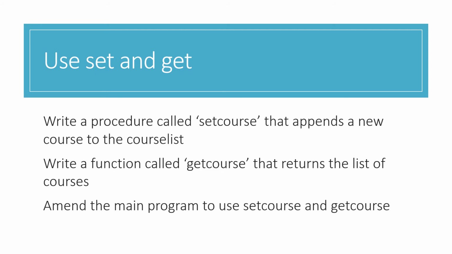So we've got to write get and set procedures. Write a procedure called set course that appends a new course to the course list, and write a function called get course that returns the list of courses, and then change that main program to use the set course and get course procedure instead of accessing the list of courses directly as an attribute. So that is an example of encapsulation.